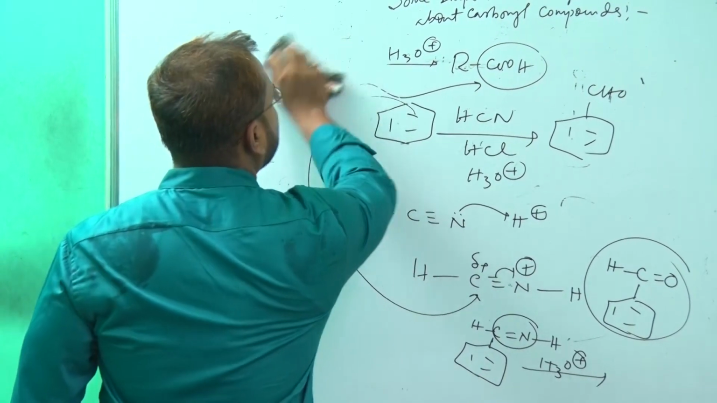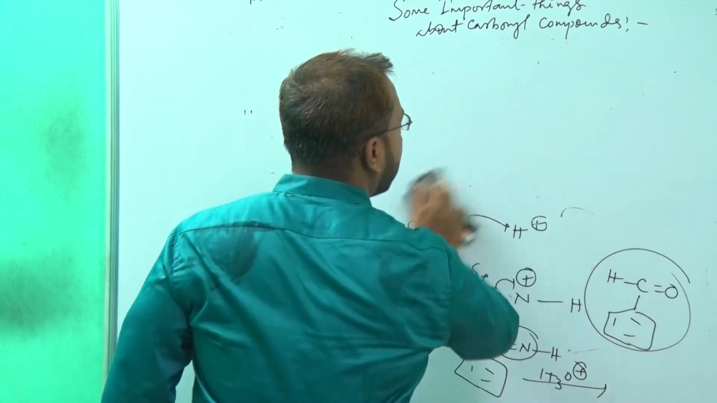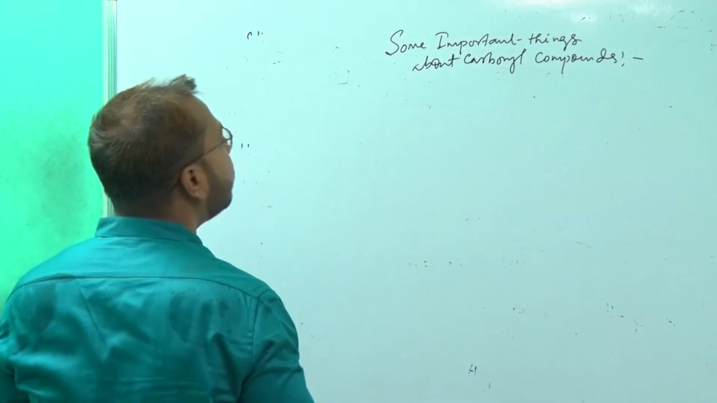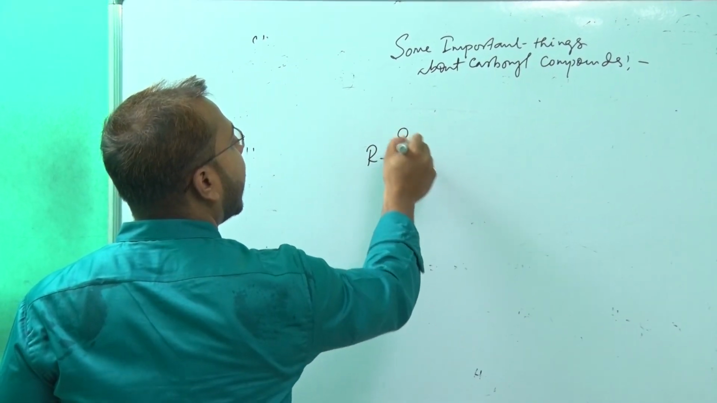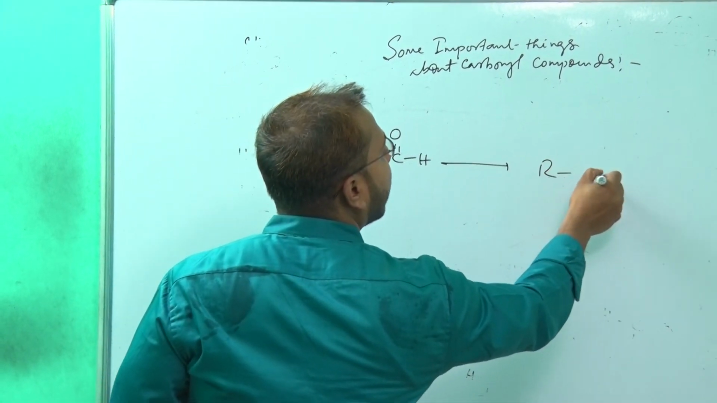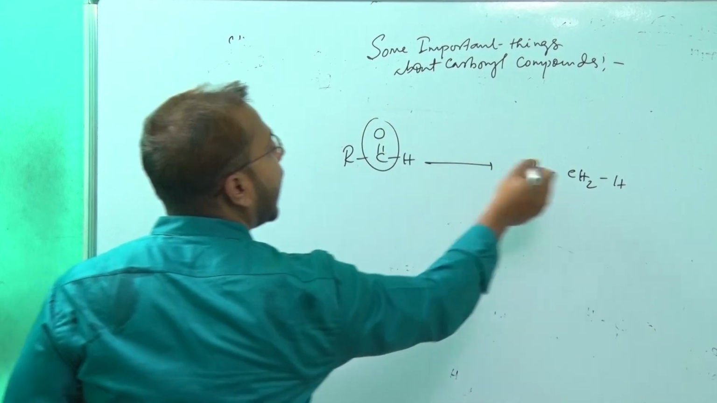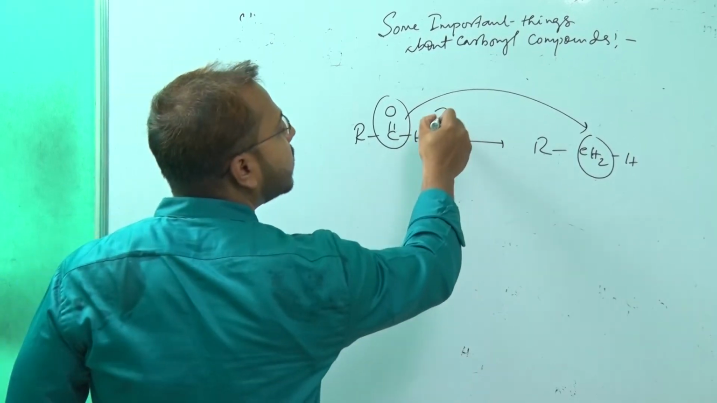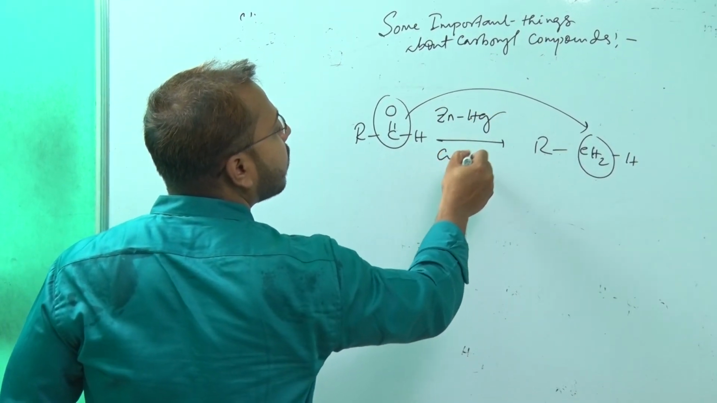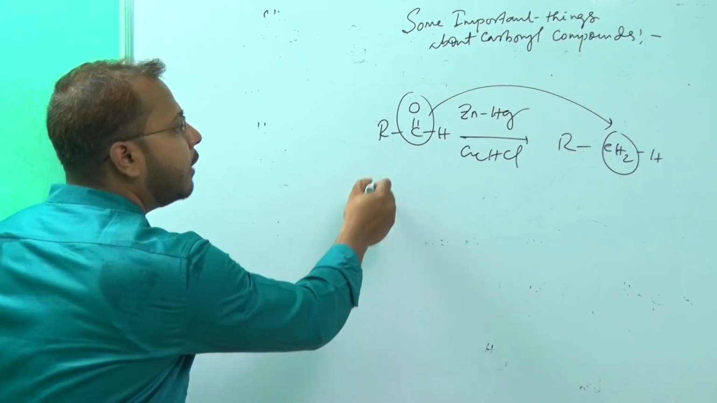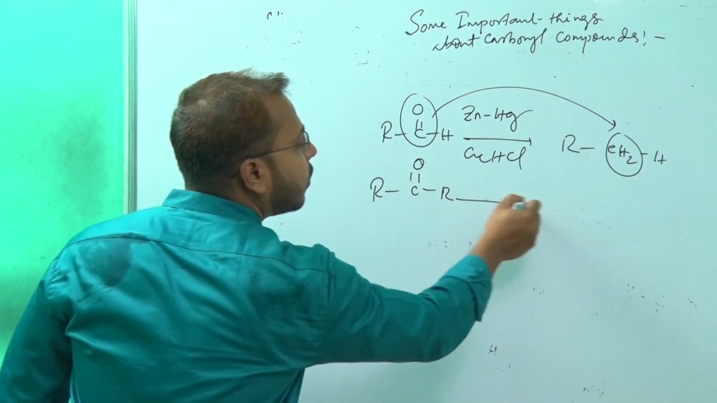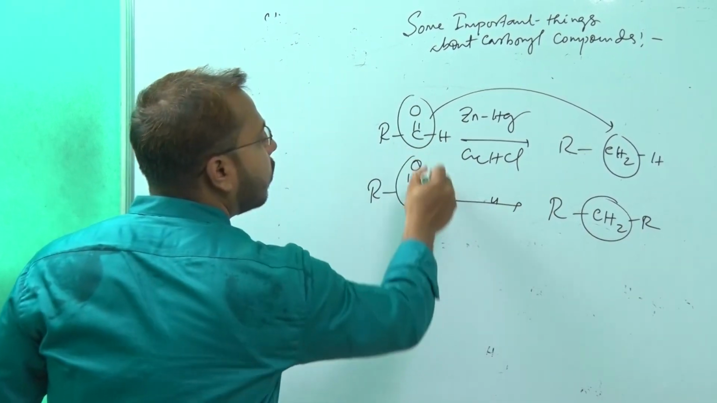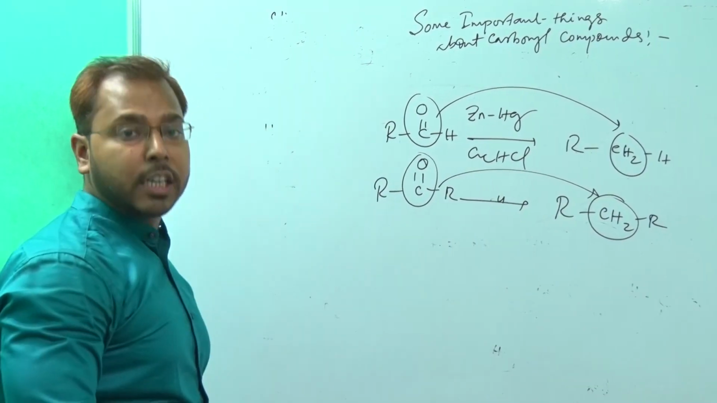Clemmensen reduction. We know Clemmensen reduction, in which an aldehyde or ketone part will be converted to a simple alkane. C double bond O will be converted to a CH2 group. By which reagent? That is zinc amalgam and concentrated HCl. And if we put any ketone here, then also if we use this reagent, it will convert C double bond O to a CH2 part. This is known as Clemmensen.